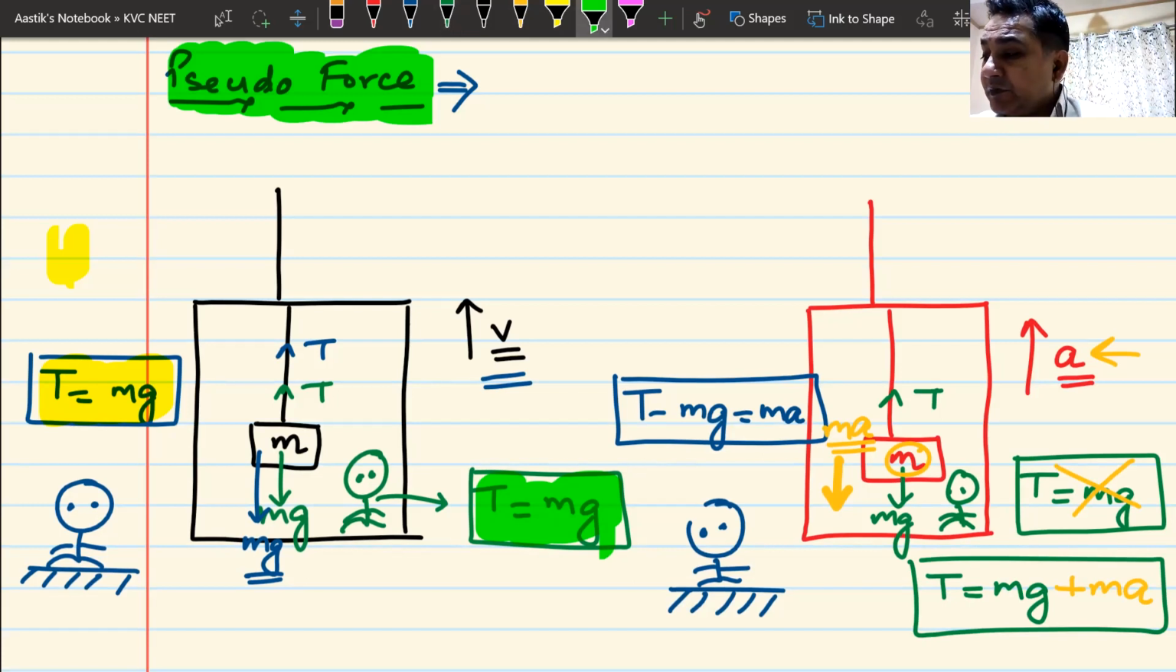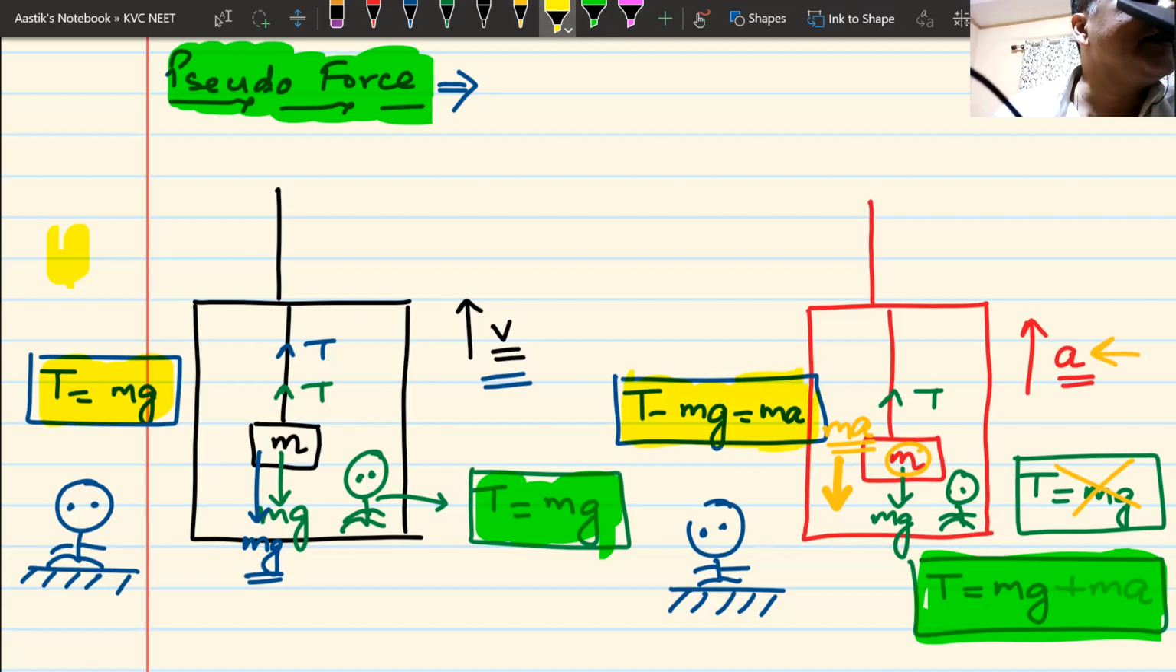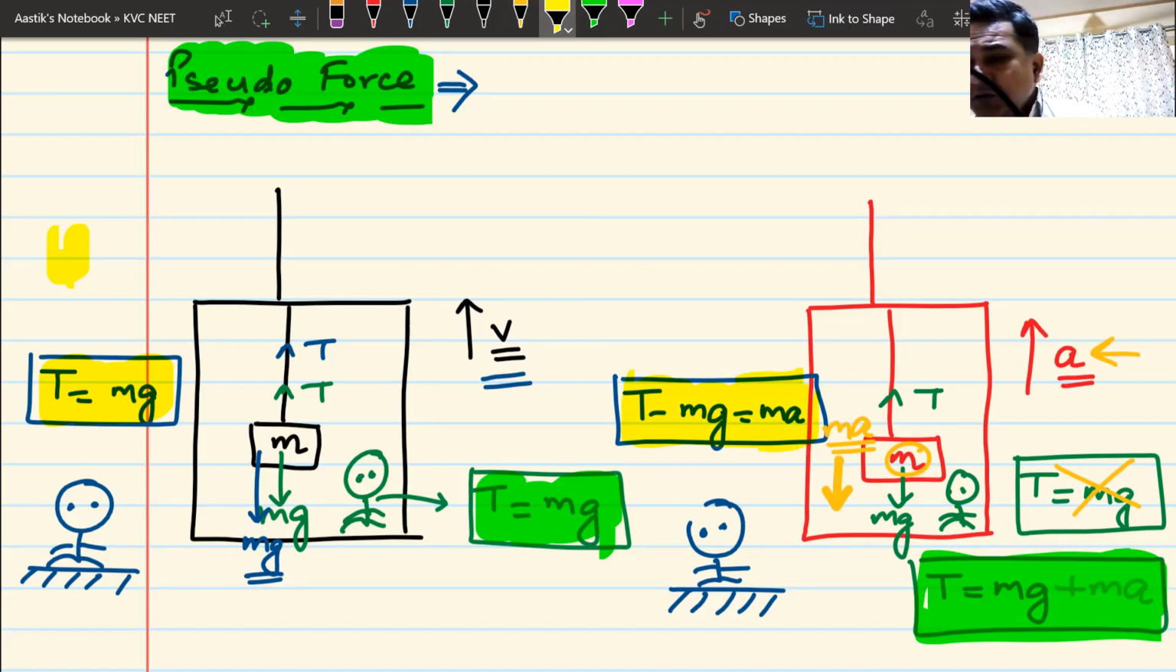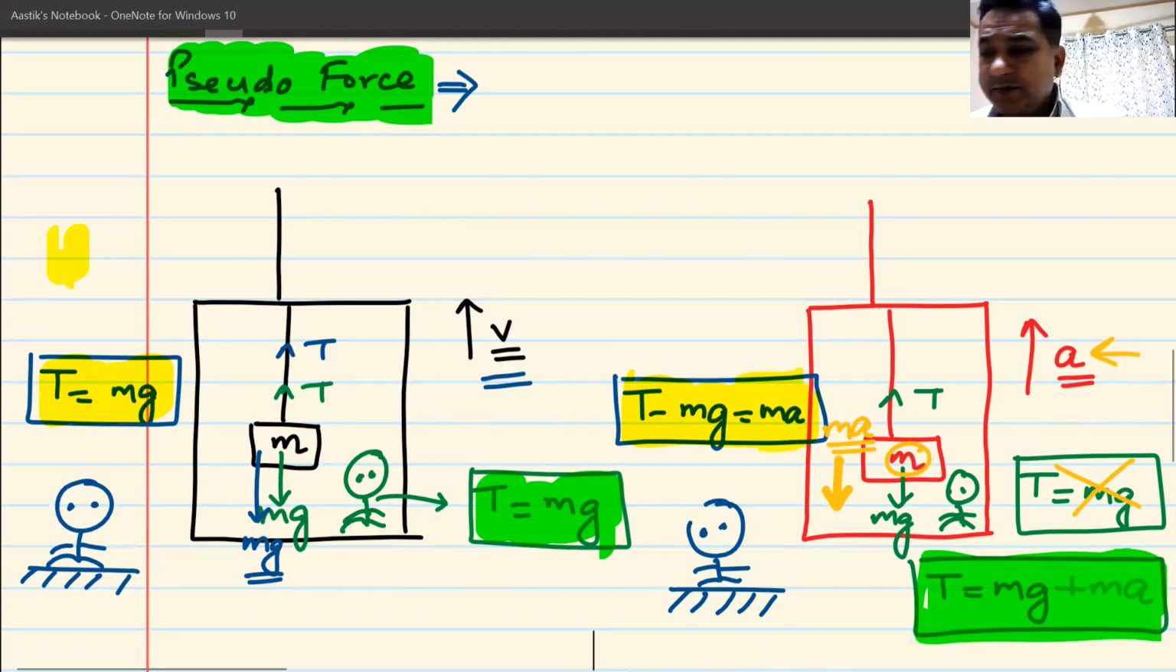Now if I compare this green equation with this yellow equation, I would see that both the equations are written correctly. Do we understand this now? This is how I have written and corrected the equation for the non-inertial frame by applying pseudo force. The direction of pseudo force is opposite to acceleration. The magnitude of pseudo force is mass multiplied by acceleration.